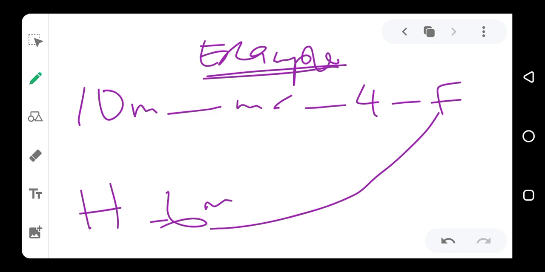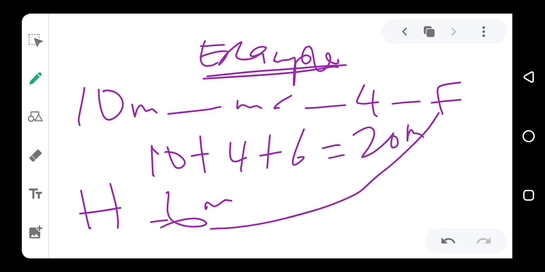The total distance covered is equal to the distance from his house to the market, and from market to farm, and from farm to his house. Which is equal to 10 plus 4 plus 6, which will give us 20 meters. So that is the answer.